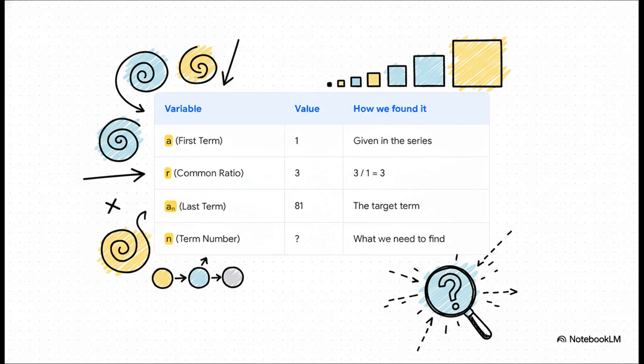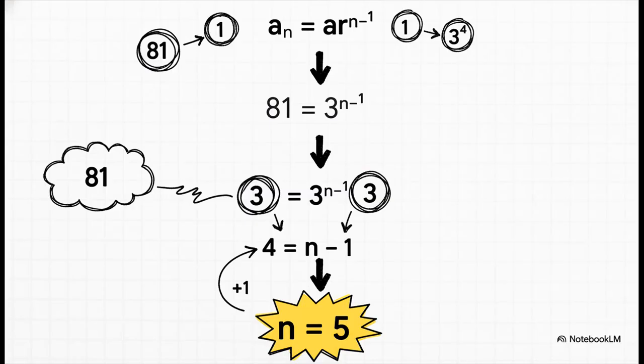Looking at the series, A, the first term, is obviously 1. The common ratio, R, is just 3 divided by 1, which is 3. The term we're aiming for, our AN, is 81. So the only piece of the puzzle we're missing is N. Now we just take our values and plug them straight into that nth term formula. That gives us 81 equals 1 times 3 to the power of n minus 1.